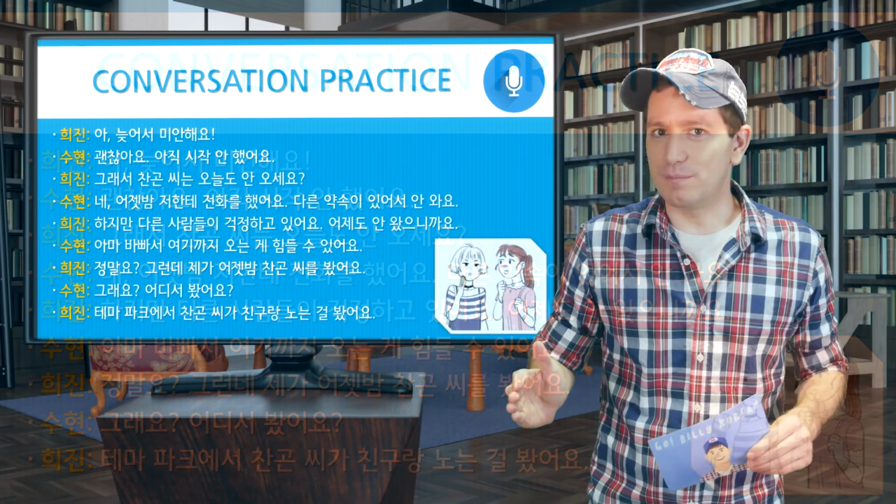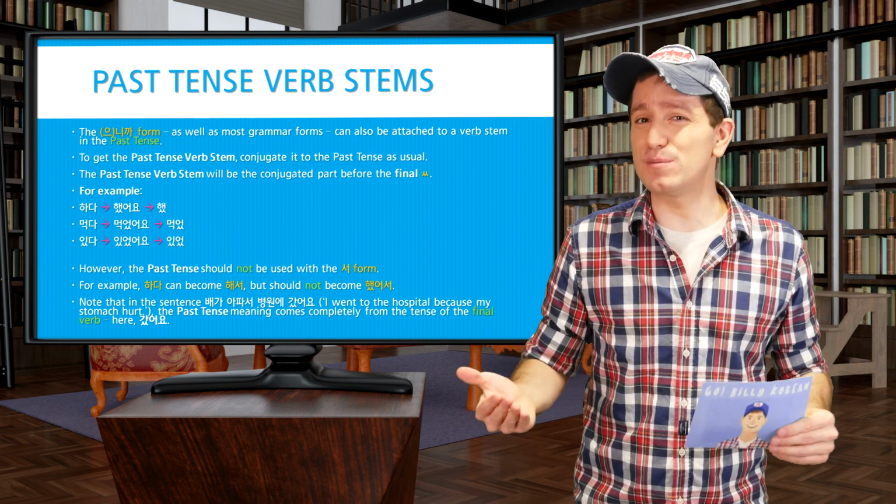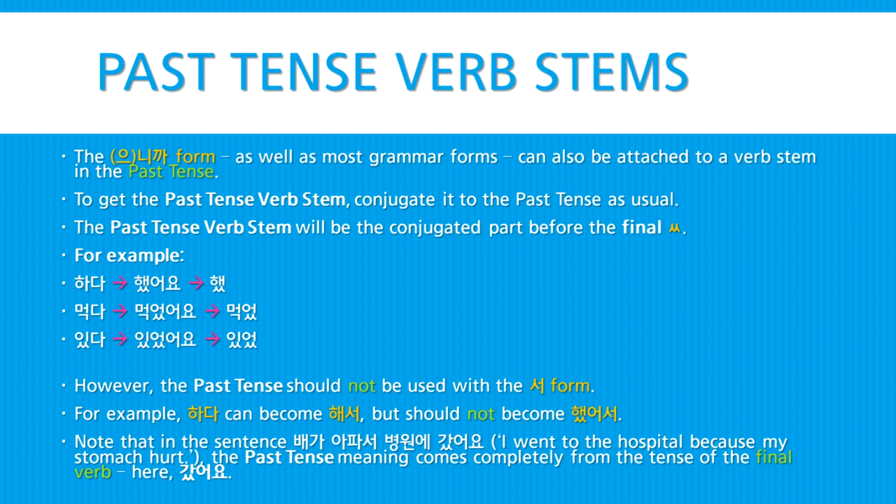This 으니까 form, as well as most grammar forms that we'll learn, can also be attached to verb stems that are in the past tense. So here's how you can make that. To get the past tense verb stem, conjugate it to the past tense as usual. The past tense verb stem will be the conjugated part before the final double 시옷 letter. For example, 하다 would normally conjugate in the past tense as 했어요. So if we cut it off from that part, we'll get the past tense verb stem, which is just this, 했.